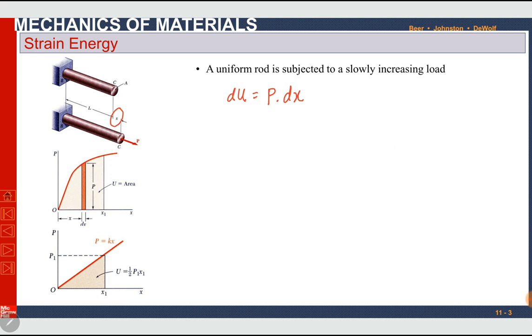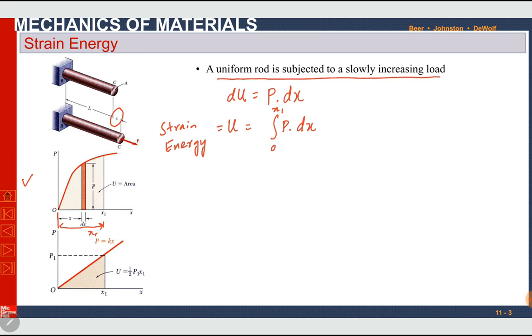If we integrate this expression, it will be equal to the integral of P dx from 0 to any distance x1. In this figure, we can see for any distance x1, if you want to find the strain energy stored by the bar up to any other distance x2, you can measure x2 as well. So from 0 to x1, the integral of P dx is equal to capital U, which is the total work done, and it is also called the strain energy stored by the uniform rod subjected to load P. This strain energy is actually the area under the load-deformation curve.